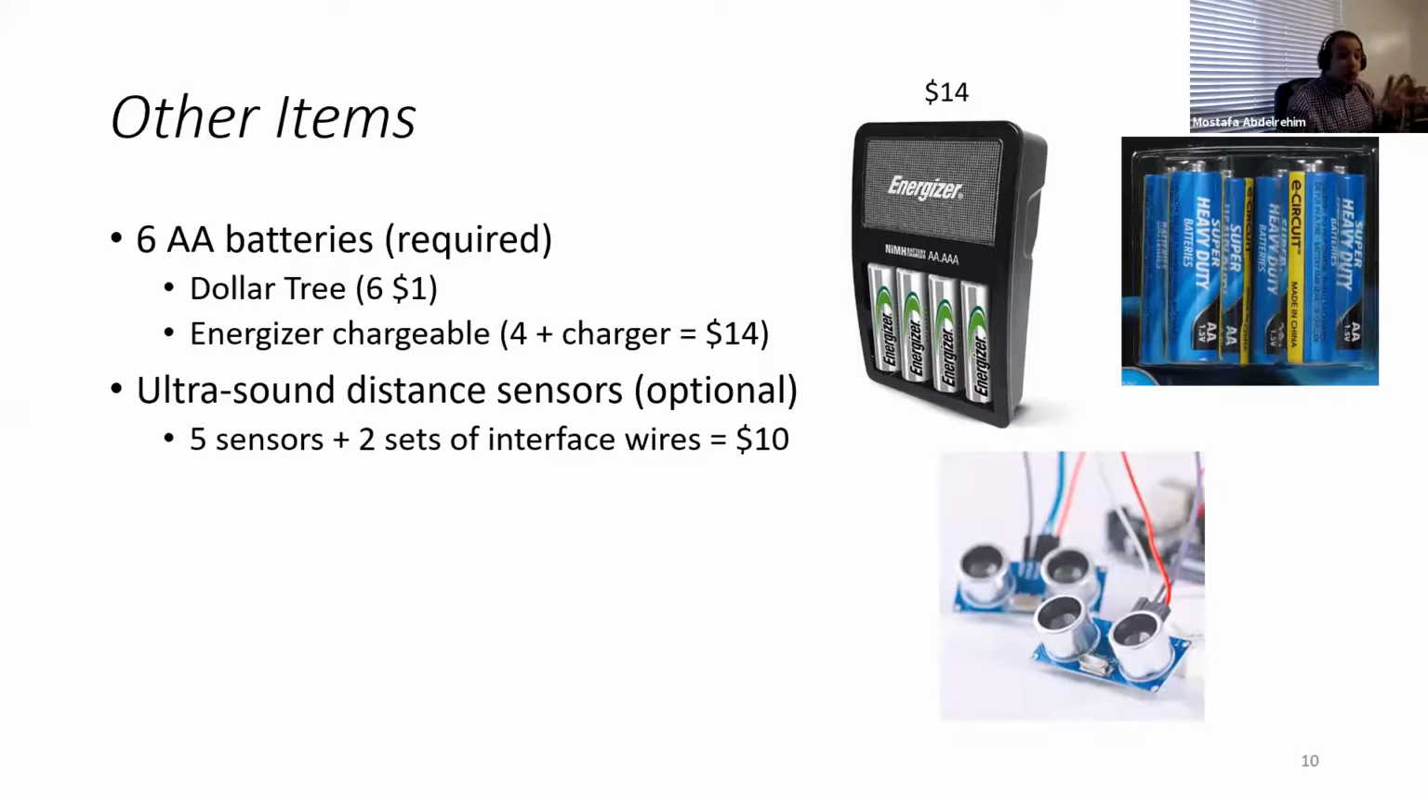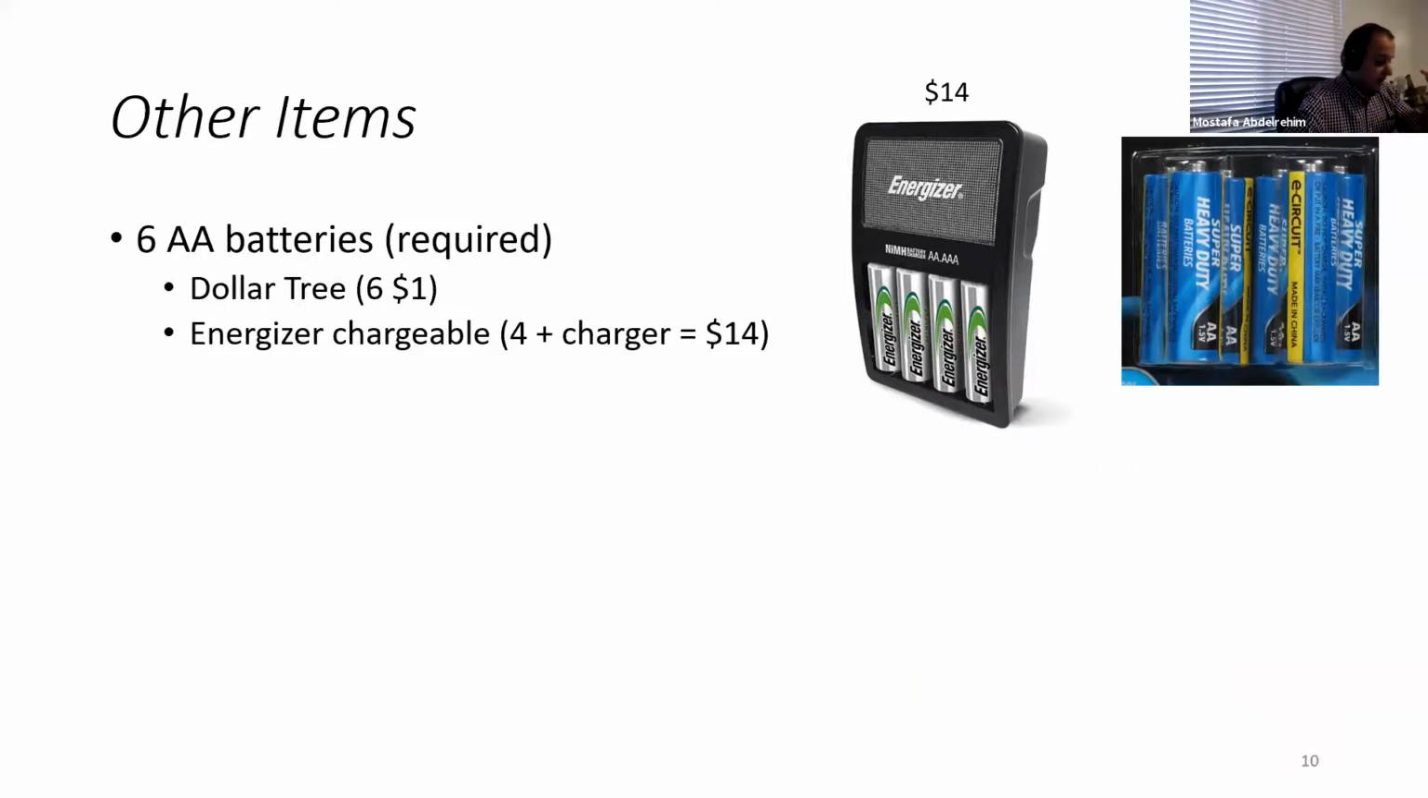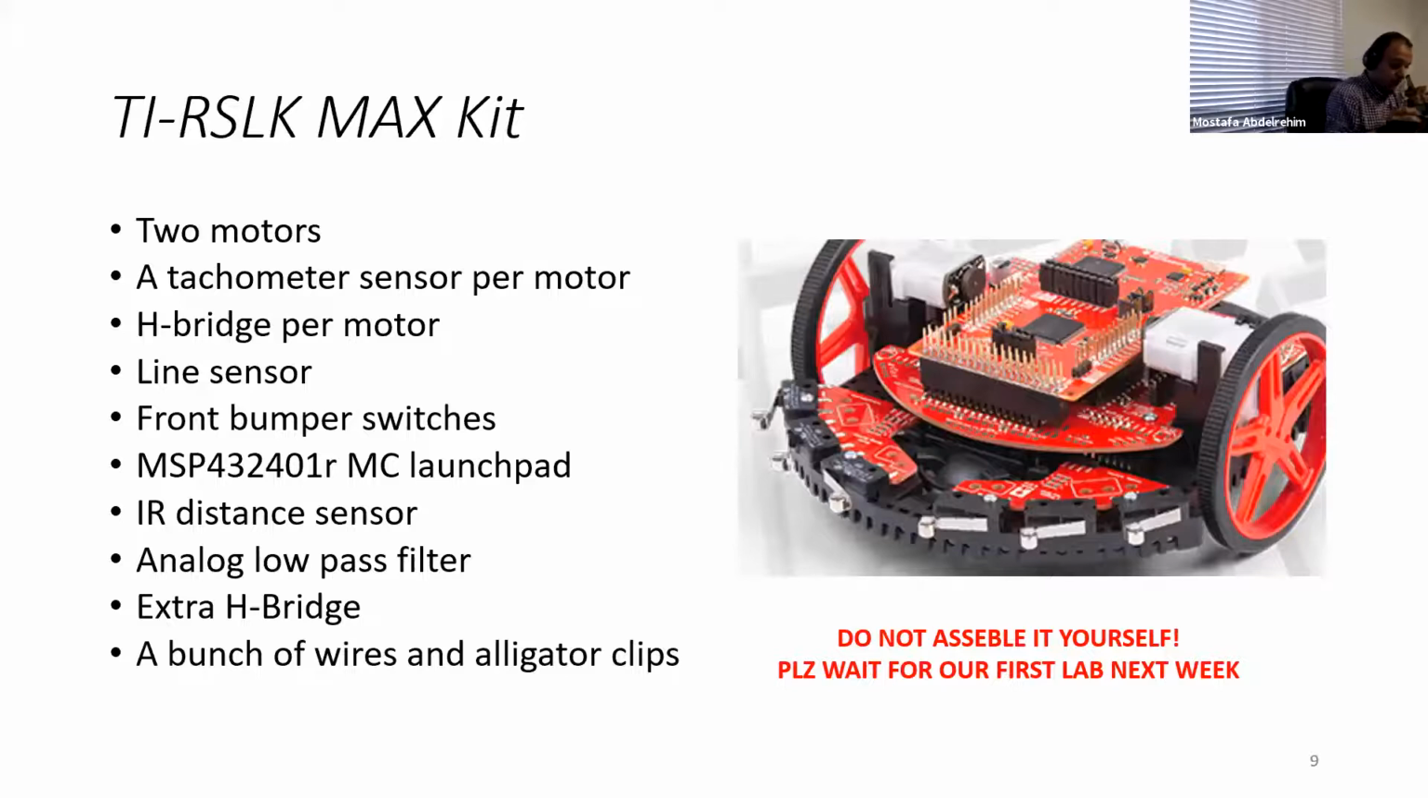Also not included in the kit is what's called an ultrasound distance sensor. If you remember in the last slide, I talked about the IR distance sensor, which is what's included in the kit that you will receive. This sensor, as I said, uses infrared signals to estimate the distance between the robot and a wall in front of it, for example. But there are also other types of distance sensors. Let me go on.